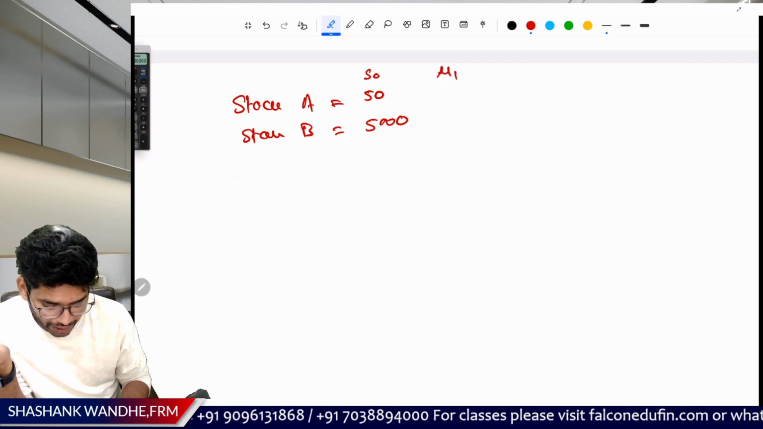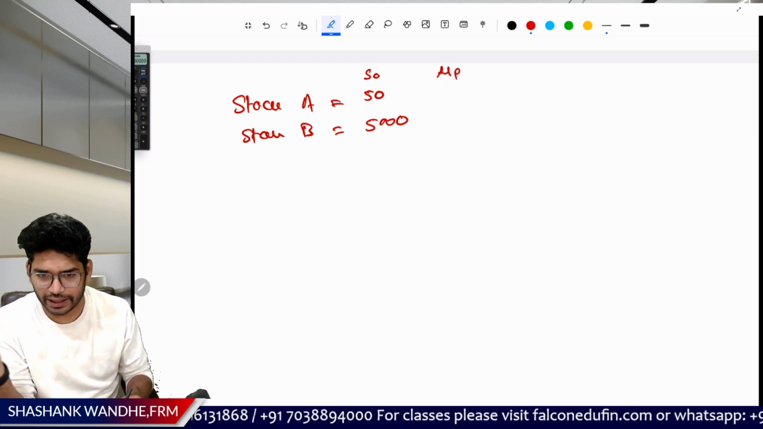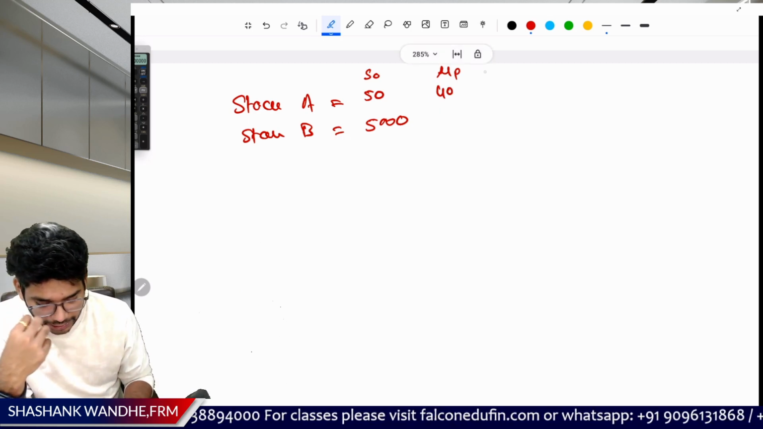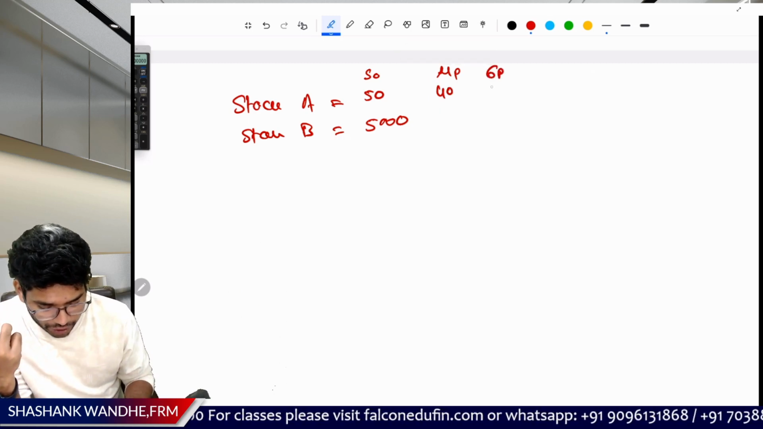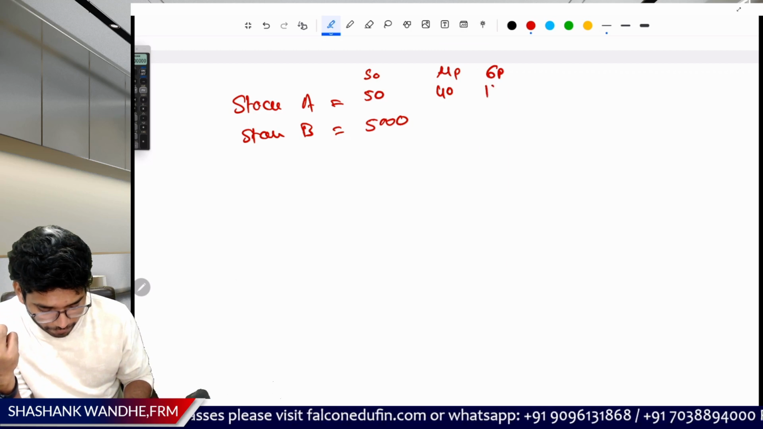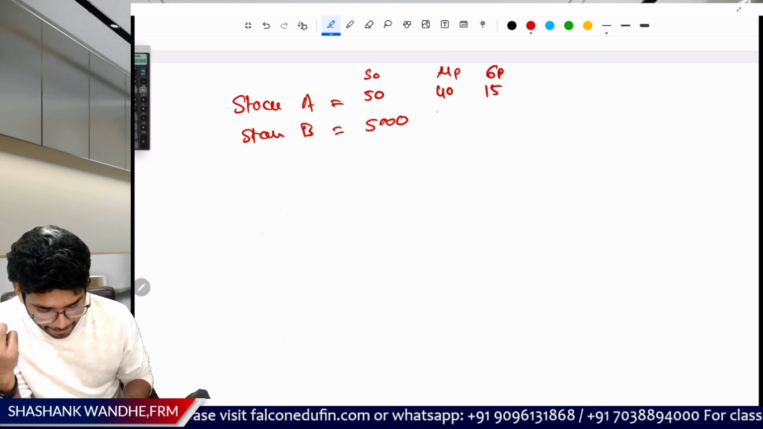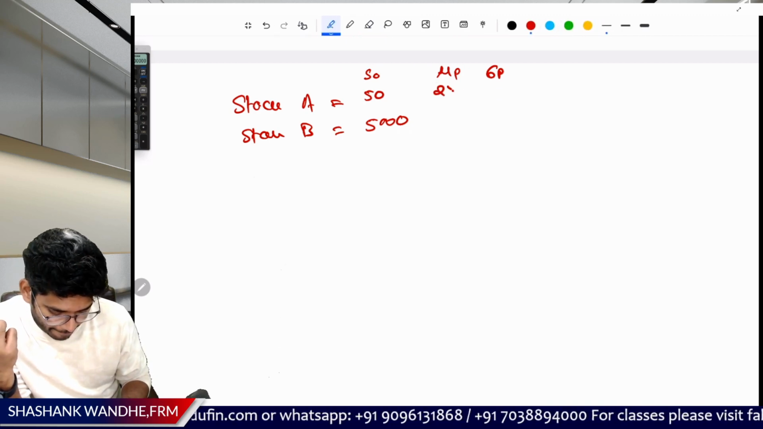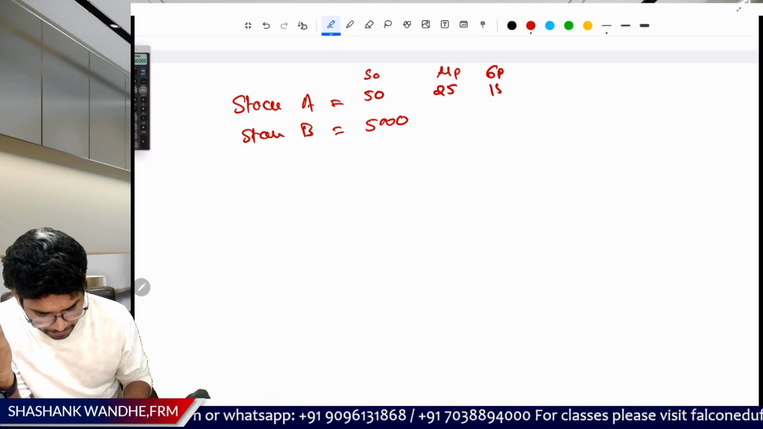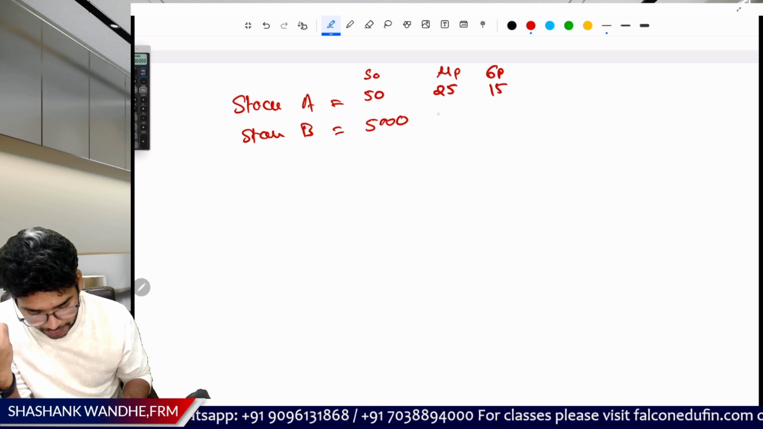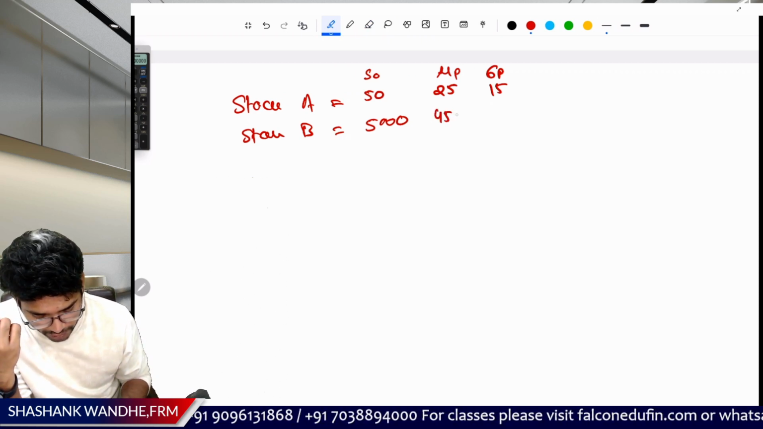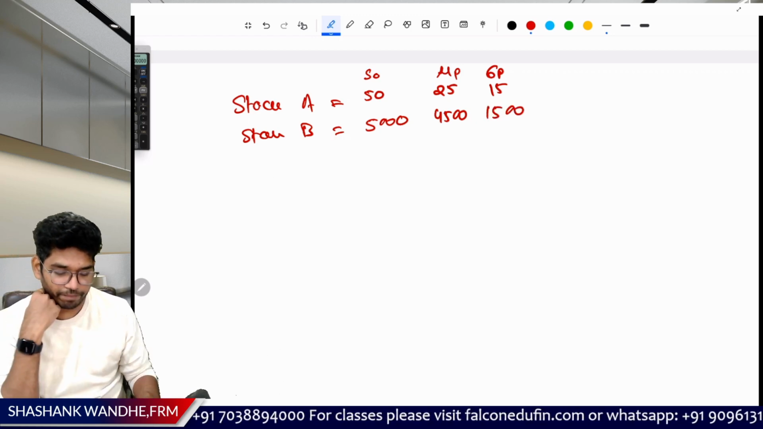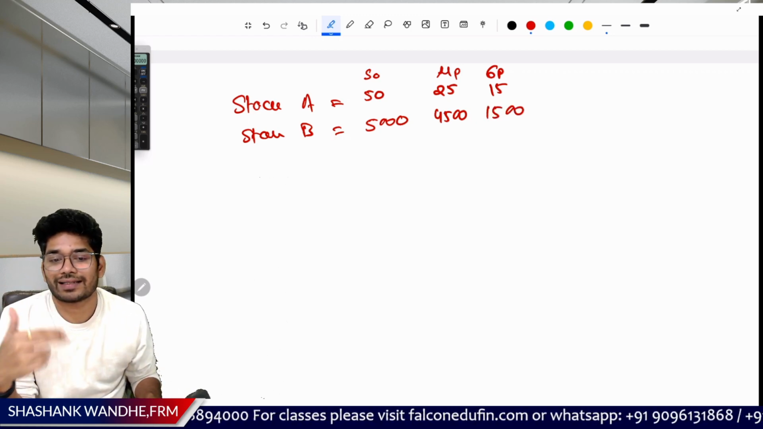The mean, average price of the past 1 year for stock A is, say, 40, and the standard deviation of price is, say, 15. Let's say 25, and 15 for A, and here it is 4,500 and the standard deviation is 1,500. Now tell me, which stock has higher standard deviation?